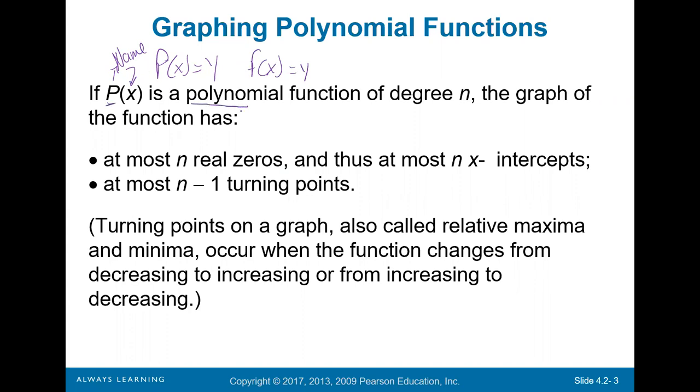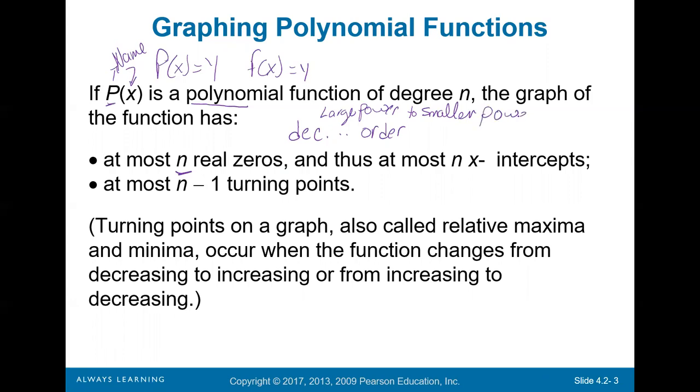They're saying polynomial functions. It says we're going to have a degree of n. The graph of the function has at most n real zeros and thus at most n x-intercepts. So what is it saying? First things first, we're going to write our function in descending order. Okay, descending order. That means larger power to smaller power. That's what it's talking about, descending order.